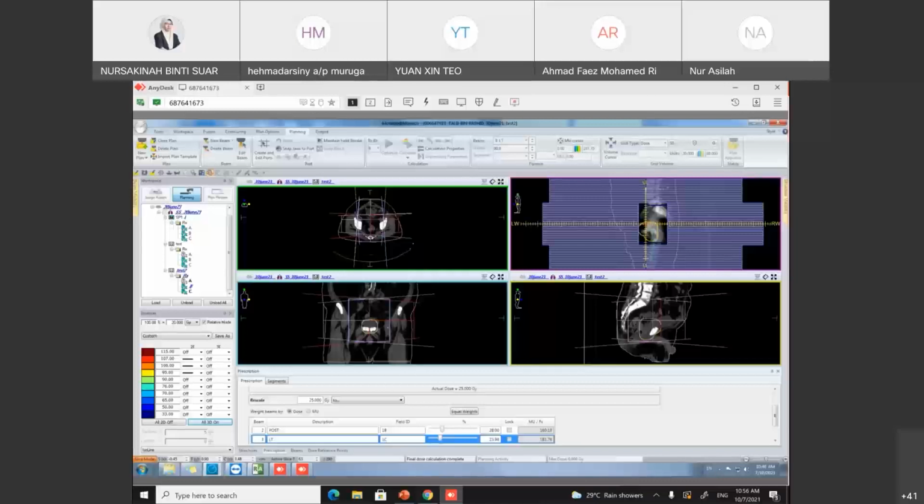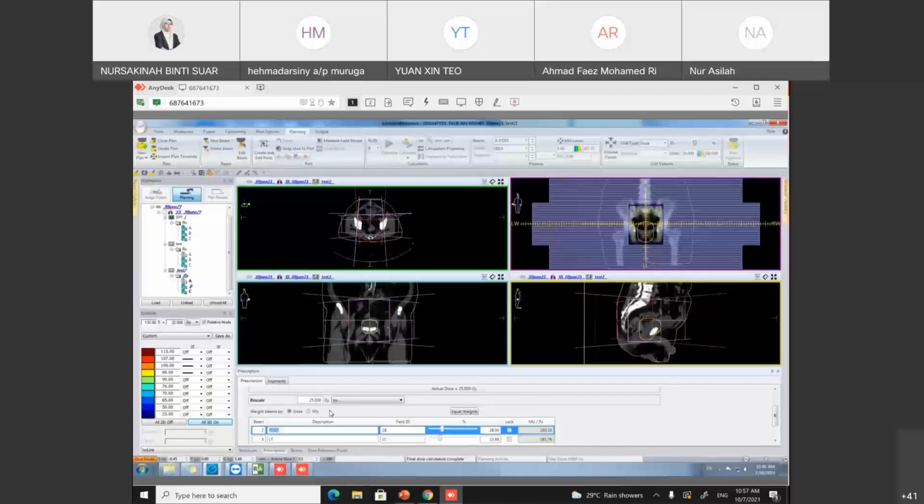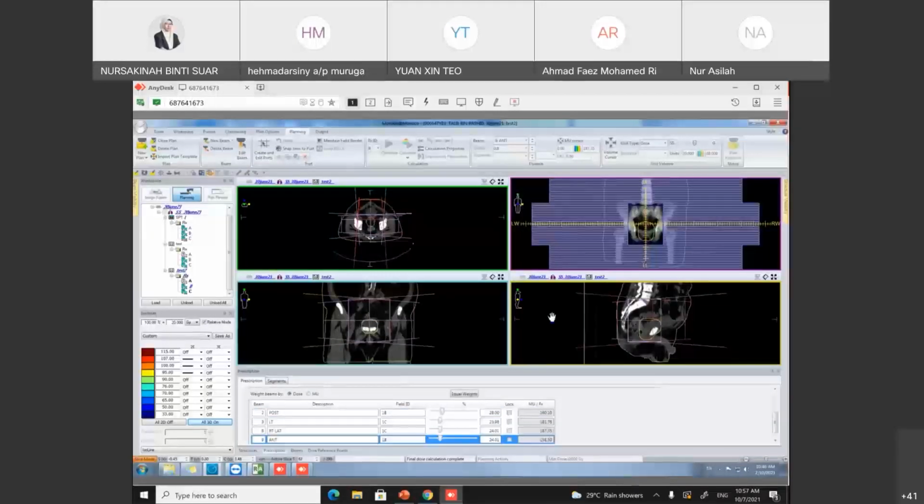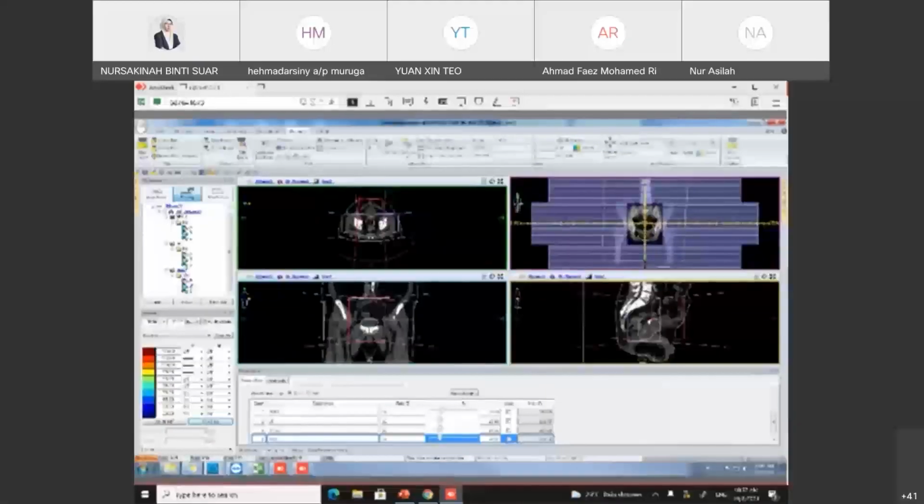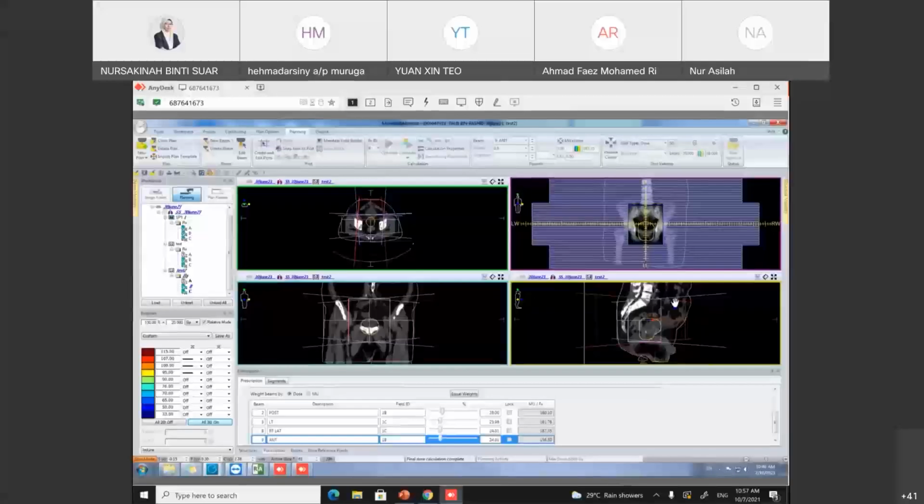As in the previous case, for this case I think I already put the mid plane from anterior and posterior. So normally, when we have already defined which area and which field size we want to cover, we will show it to the doctor first.